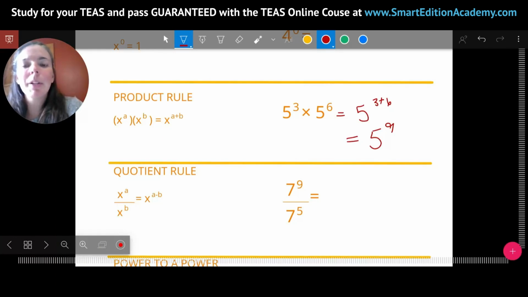Okay. And similarly, but now when we divide, we just have to subtract those exponents. If you have exponents with the same base that you're dividing, you just subtract the exponents. So 7 to the 9th over 7 to the 5th will be 7 to the 9 minus 5, which would just simplify to 7 to the 4th power.